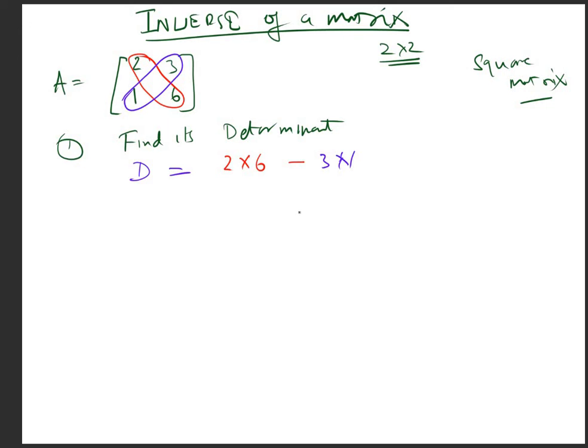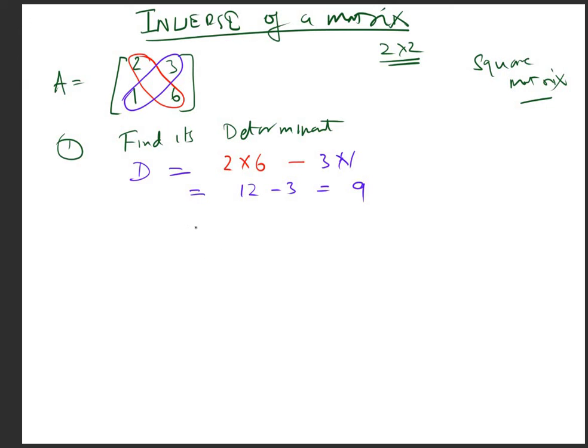Determinant determines whether the inverse of the matrix will exist or not. Let's try to solve it. But then the question is, how does this really determine? Let me quickly solve this. This is 12 minus 3, so the determinant is 9.